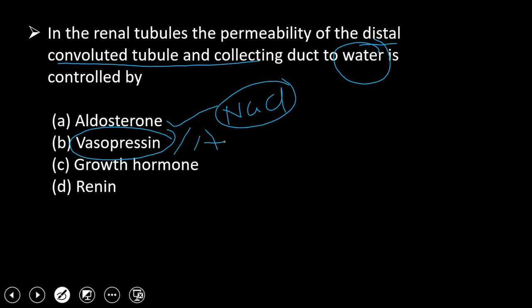It is also called an antidiuretic hormone, which is secreted by the posterior pituitary gland when there is a decrease in the water level or a decrease in blood pressure or blood volume. The ADH hormone also acts as a powerful vasoconstrictor as well as regulating the permeability of DCT and collecting duct towards water. So the correct answer is particularly B.